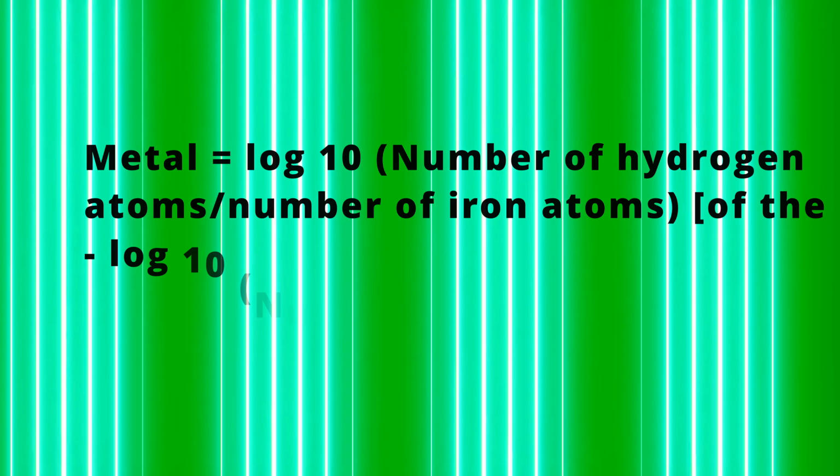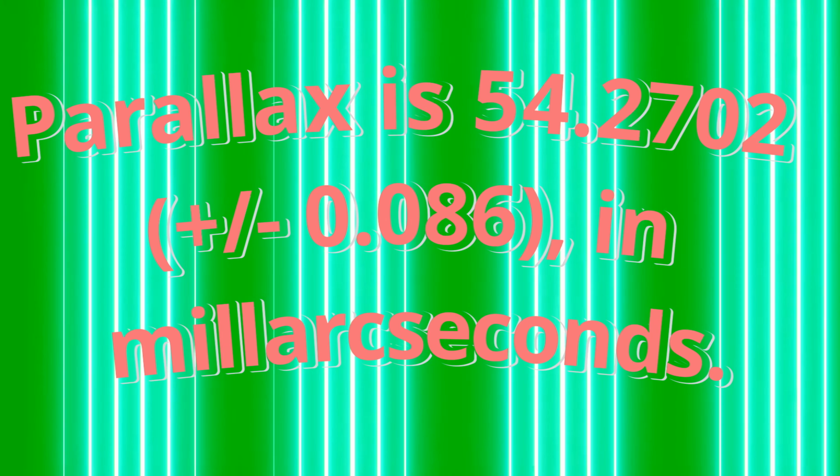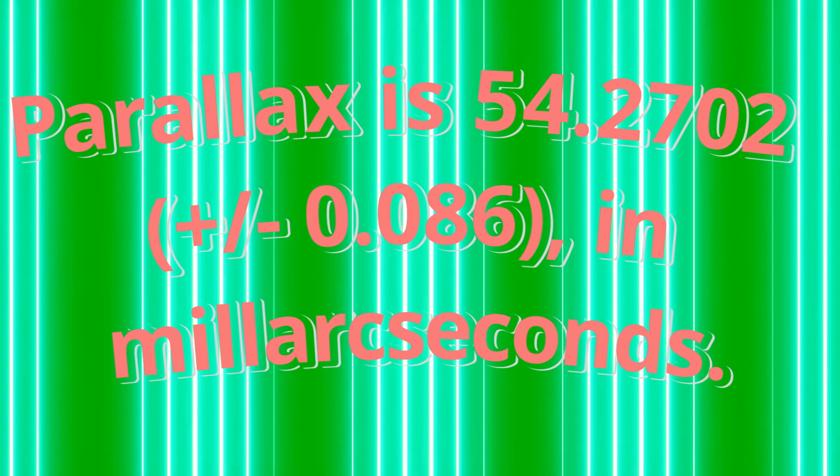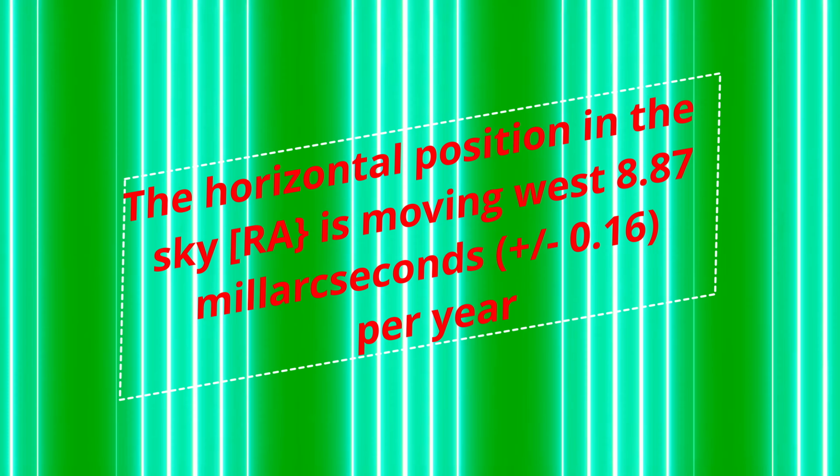So there's a formula. This is the formula, and compared to the sun, it's slightly metal poor. Parallax of 54.2702 plus or minus 0.086 in milliarcseconds. Parallax can be used to find distances for stars that are kind of close to us. If you divide 1,000 by this parallax, you'll get the distance. Milliarcseconds are equal to about 1/1000th of an arcsecond. It is moving west 8.87 milliarcseconds plus or minus 0.16 per year.